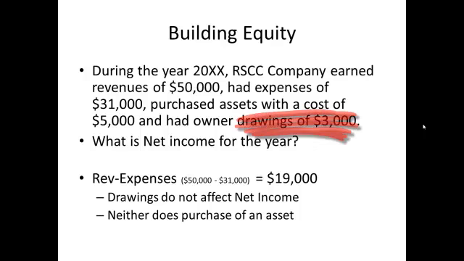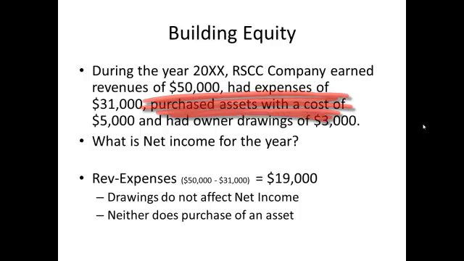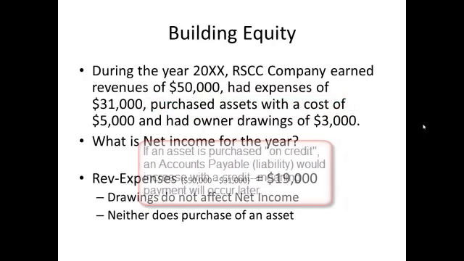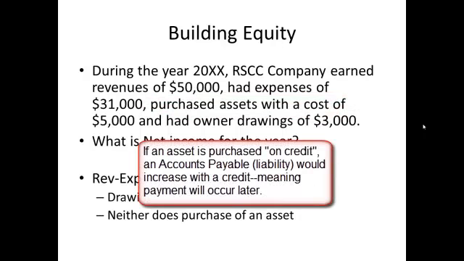Drawings do not affect net income. They are a reduction of assets, but not due to attempting to generate sales. They are a voluntary withdrawal of assets by the owner. Neither is purchase of an asset. That's just an exchange of assets. The purchased asset would increase on the left-hand side and cash would decrease as it's bought. Purchased assets do not affect owner's equity.